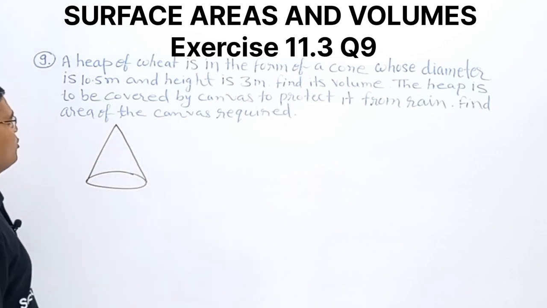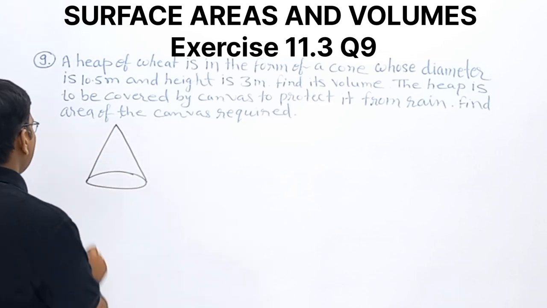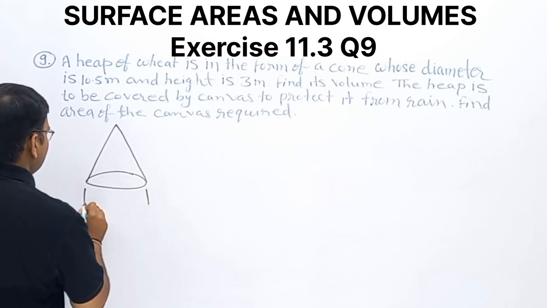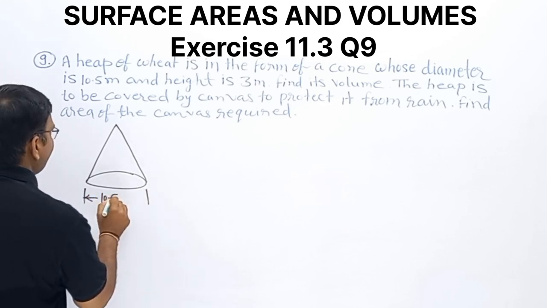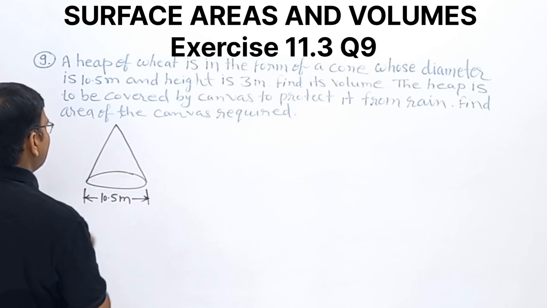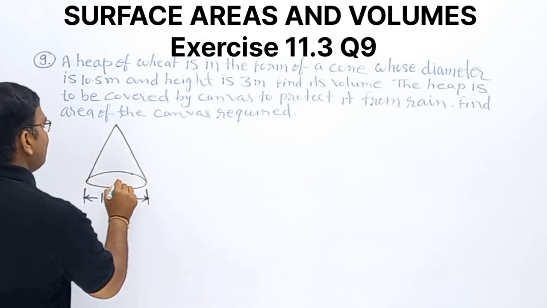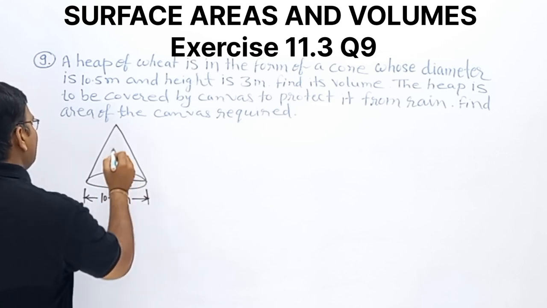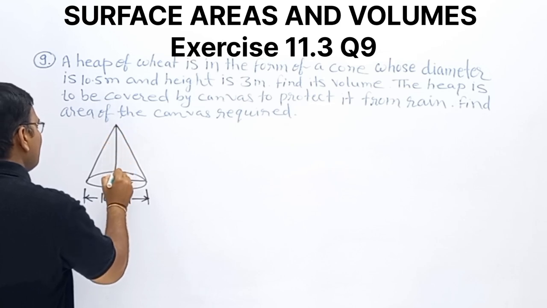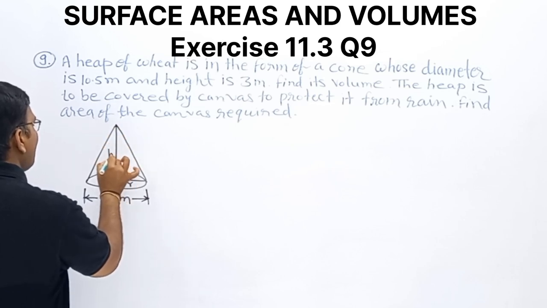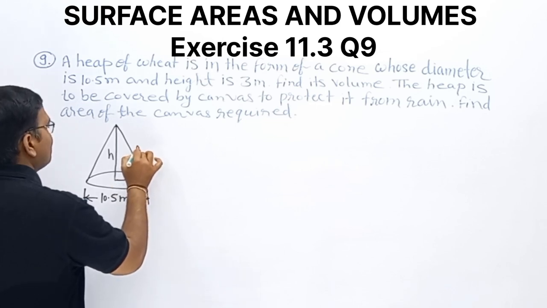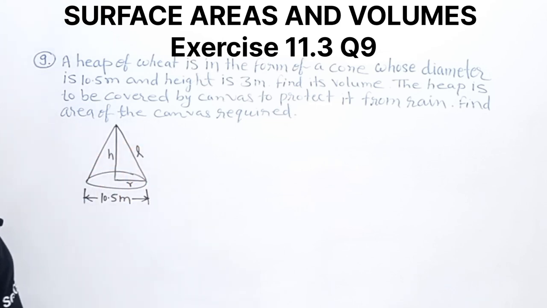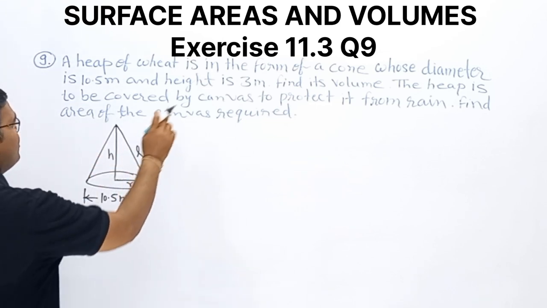It is in the form of a cone, whose diameter of this heap of wheat is 10.5 meter. So half of the diameter will be the radius. And this one is the height of the cone, and this side will be the slant height. And its height is given as 3 meter.